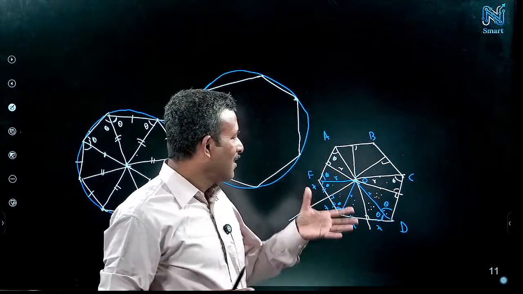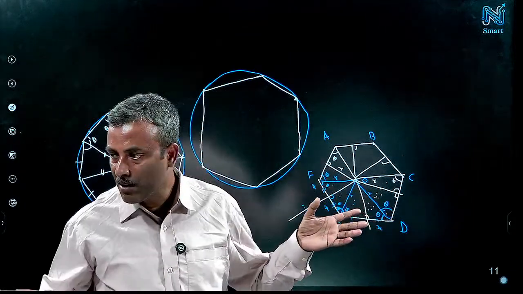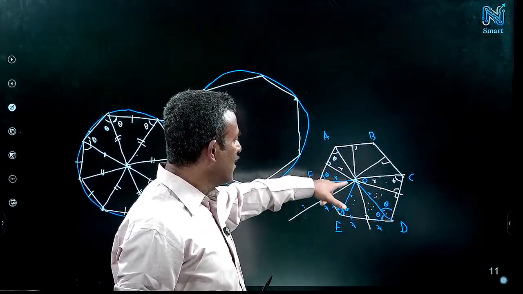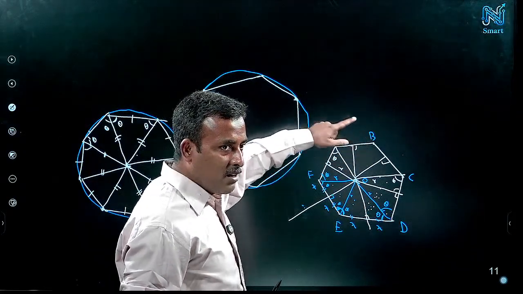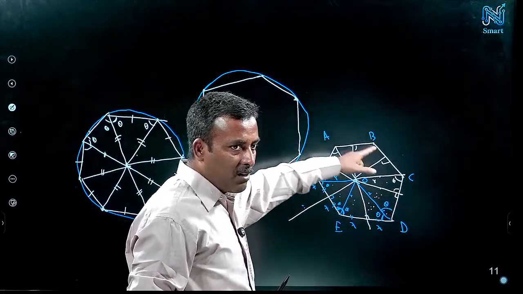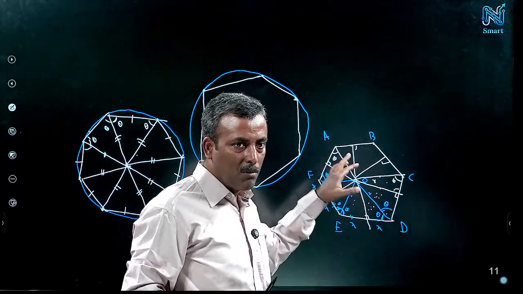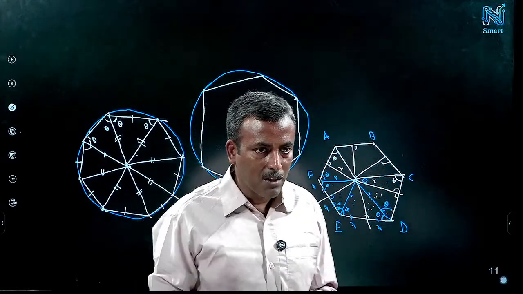Any question? No. So that means this is the center. So we have a center. If it is a regular polygon, we have the center, so we can draw a circumcircle.